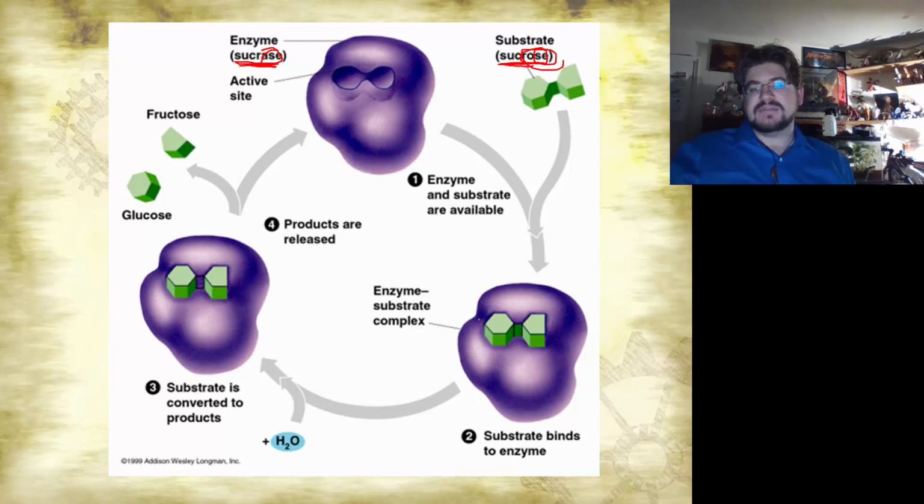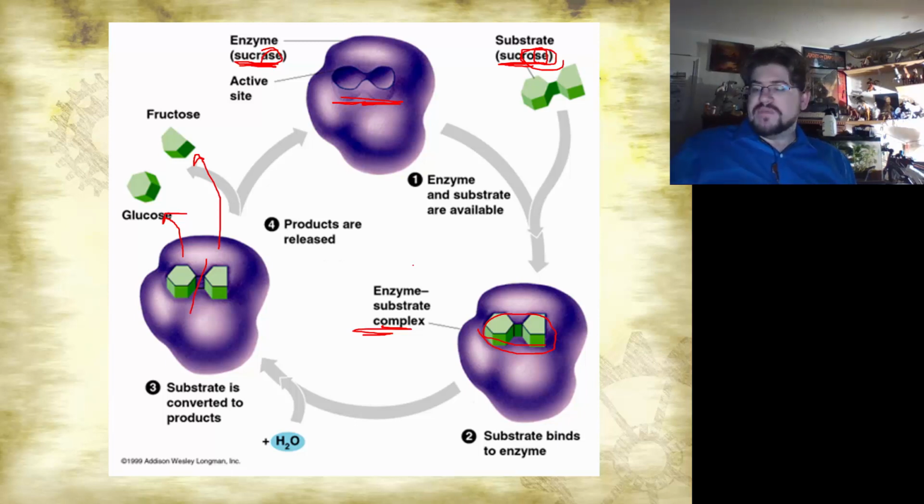Sucrose binds at the active site. Catalysis, so this is now the enzyme substrate complex. Catalysis occurs. In this case, we're breaking a bond, and that's hydrolysis. Add some water, break the bond, and we release the two components of sucrose, glucose and fructose. And now our active site is available. There's the cycle, the reaction cycle, and this can occur 1,000 or more times per second.